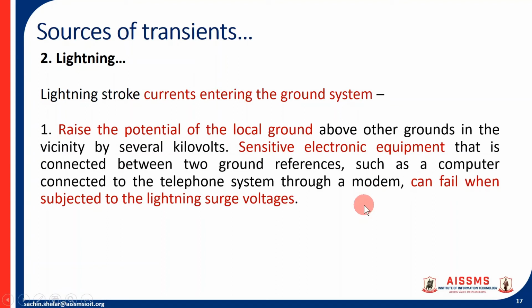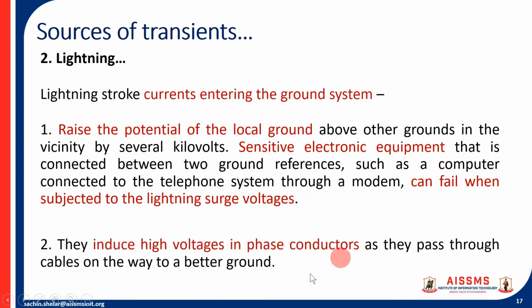In normal conditions, the two ground references are almost the same and nothing happens, but in this kind of phenomenon it may happen that one ground reference will go high and the other is lower, and this will cause failure. They induce high voltage in the phase conductors as they pass through the cables on the way to a better ground.